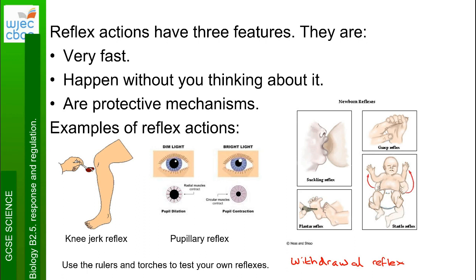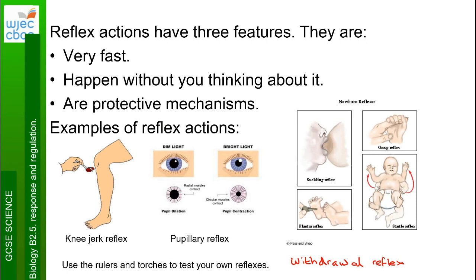When you're born, you actually are born with a number of other reflexes which you will then grow out of as you get bigger. So for example, the grasp reflex: if you put your finger in a newborn baby's hand, they will grip on tightly. It's protective. It would allow them to stay with that person who's protecting them and looking after them.